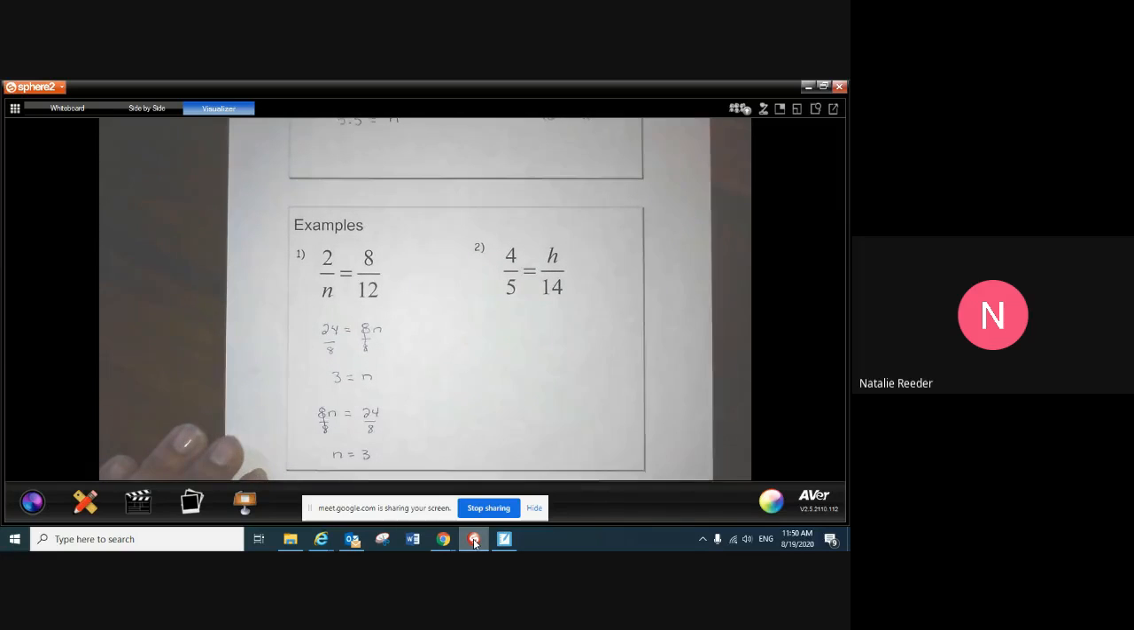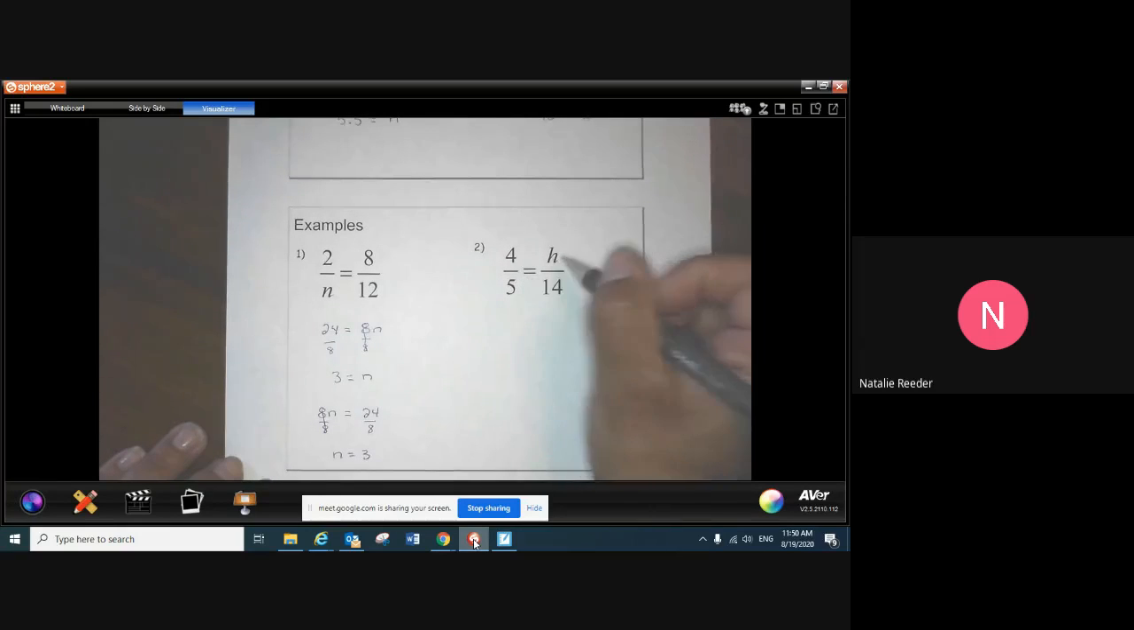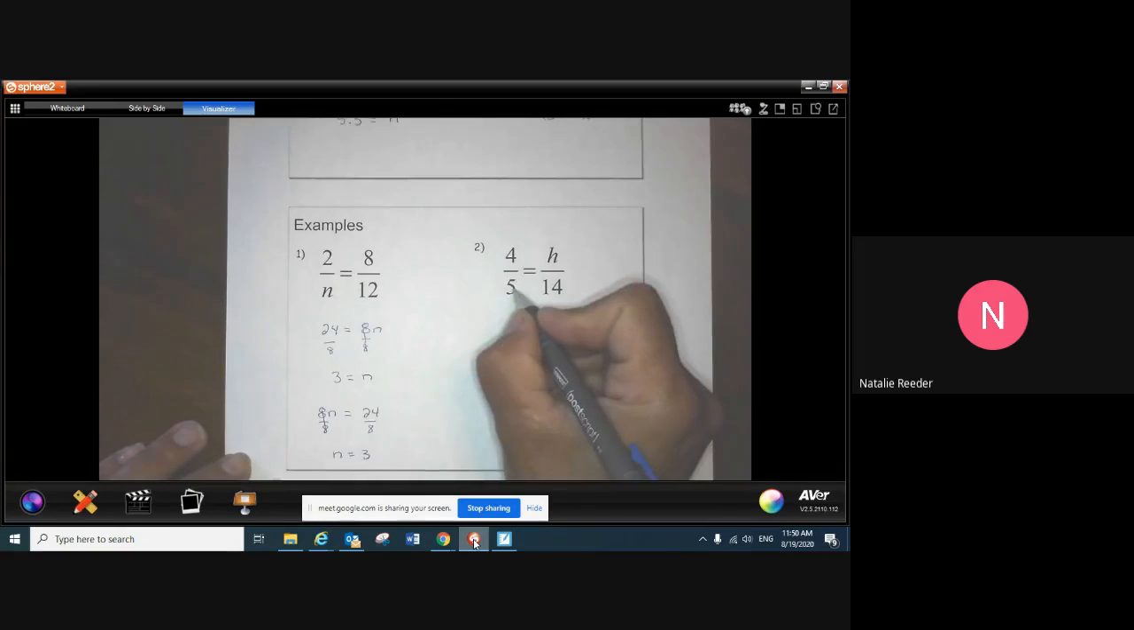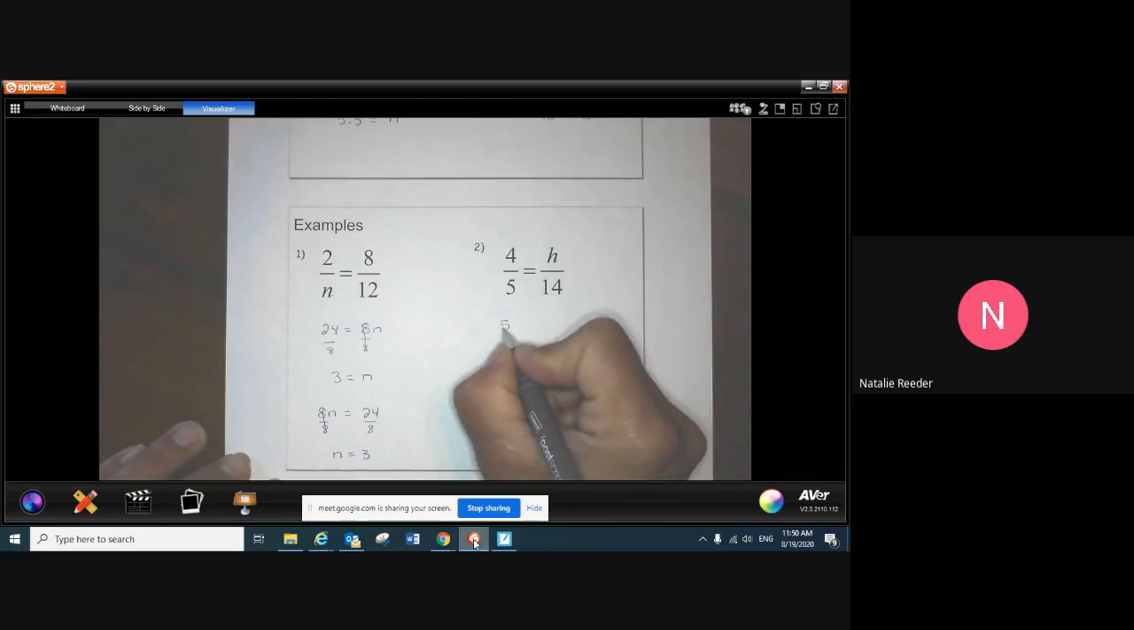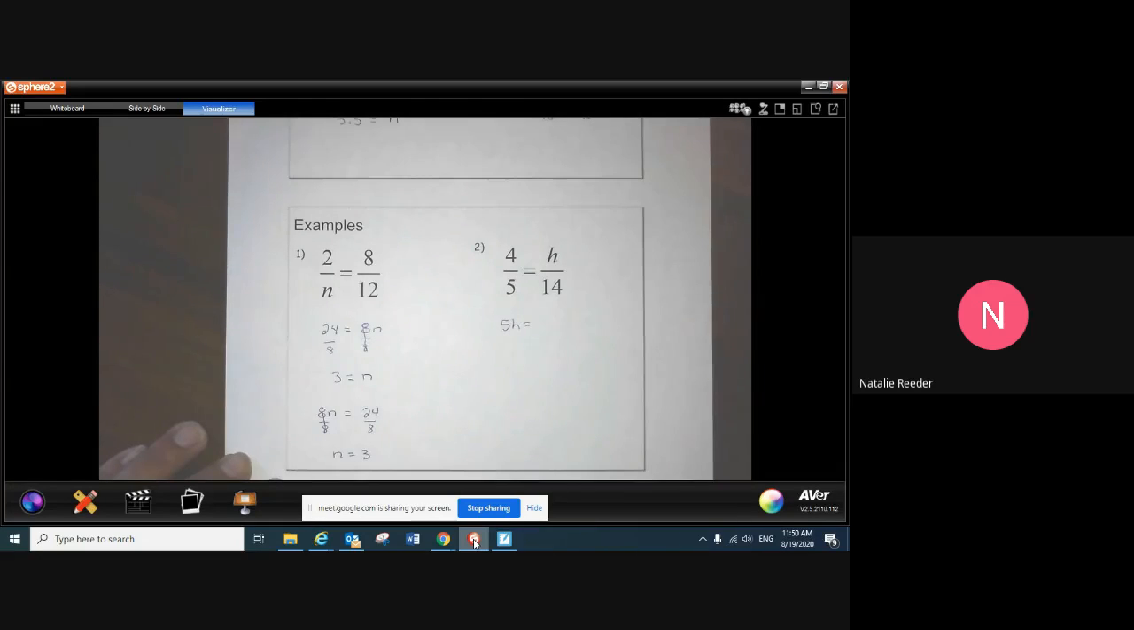Now, okay, so let's say I'll go 5 times h to start, just to show you the difference. So 5 times h is 5h. And then 14 times 4 is 56. And then we have to divide by 5. So I have 1h is equal to 56 divided by 5. It doesn't go in equally. It gives me a decimal of 11.2, or 11 2/10.